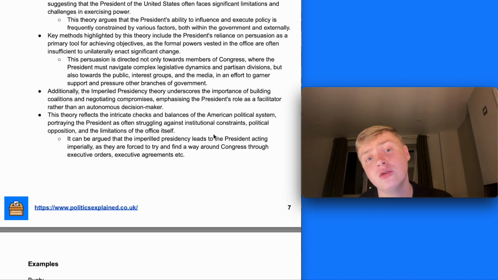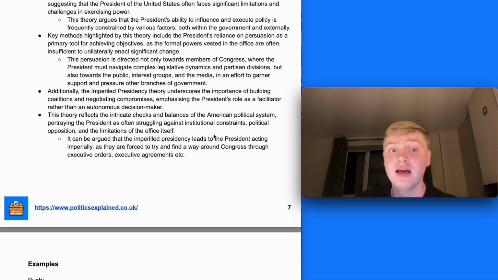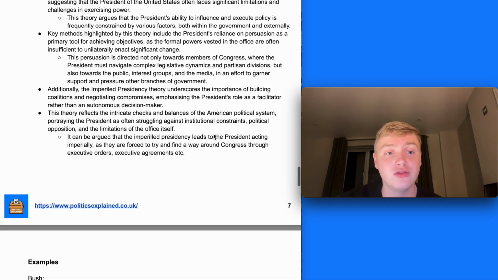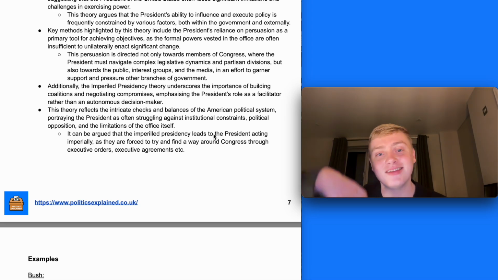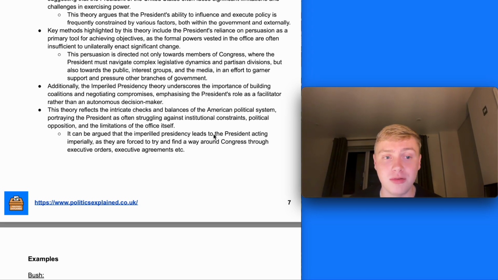The imperilled presidency also underscores the importance of building coalitions and negotiating compromises, which highlights that the president is more a facilitator than someone making autonomous decisions themselves. This reflects the intricate checks and balances of the American political system, portraying the president as often struggling against these checks and balances, institutional constraints, political opposition, and limitations of the office itself.